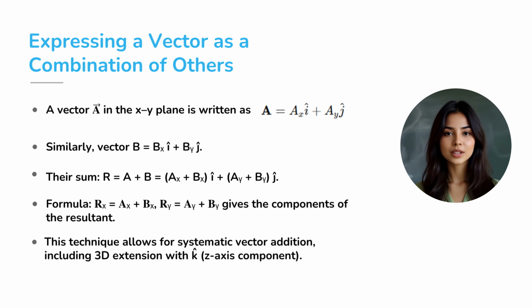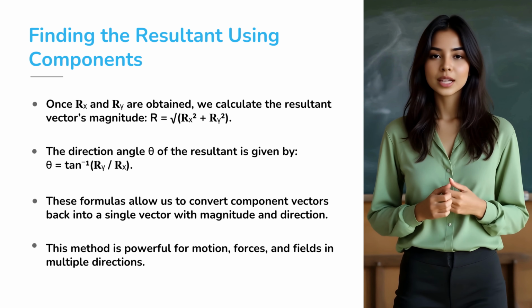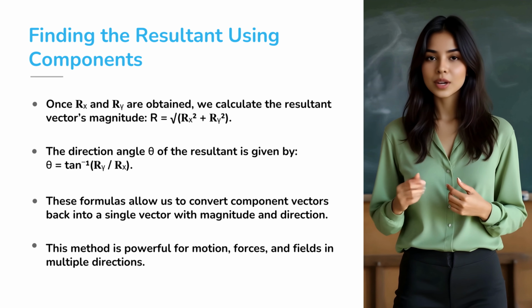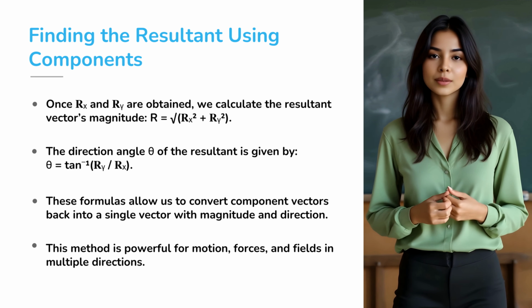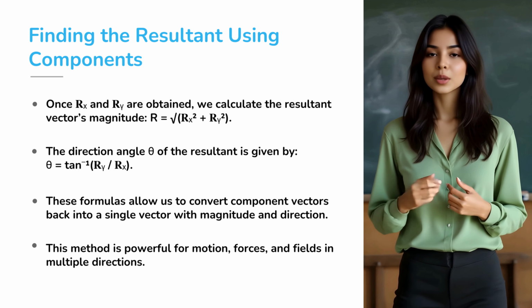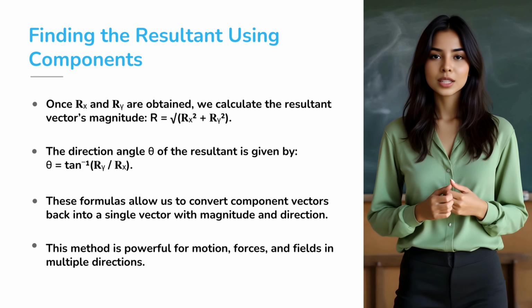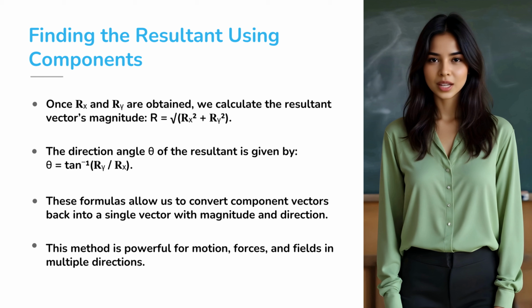This method turns vector addition into simple arithmetic, and yes, it even extends to 3 dimensions using the k hat for the z-axis. Once we know the horizontal and vertical components of a vector, R sub x and R sub y, we can calculate the overall or resultant vector. The magnitude of the resultant vector is found using the Pythagorean theorem: R equals the square root of R sub x squared plus R sub y squared.